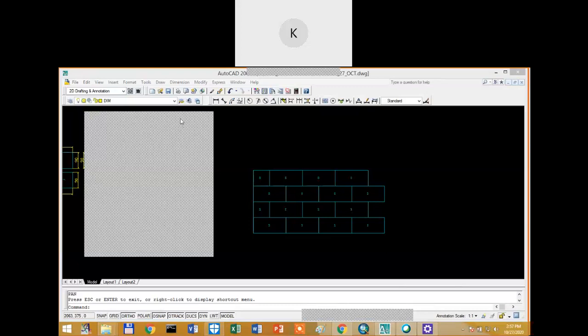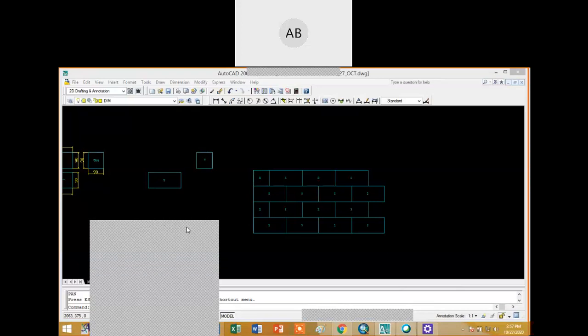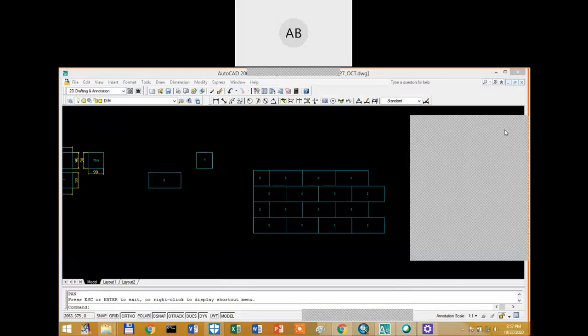Sir, I'm here. Yeah, so have you understood this? Yes, sir. Are you being able to draw it using AutoCAD or DraftSight or whatever? Can you do it? Yes, sir. Good. Okay, good, good, good. You should be able to draw it.